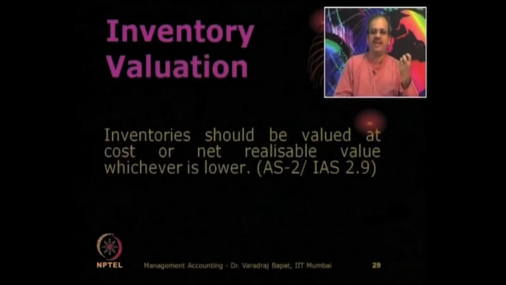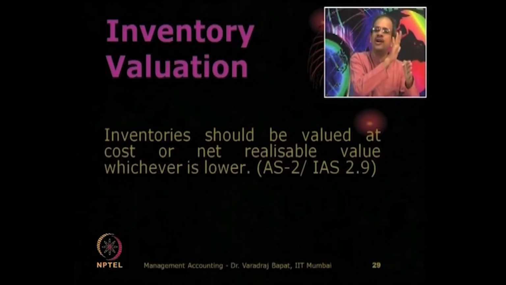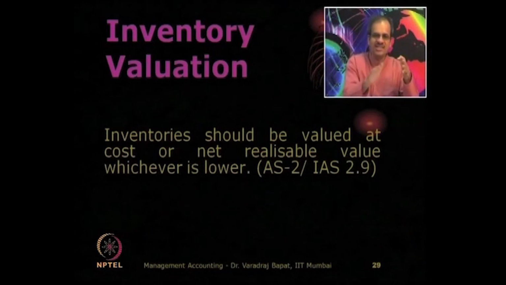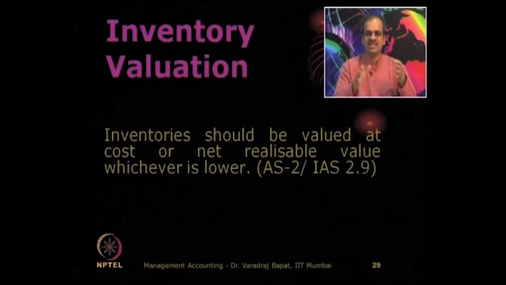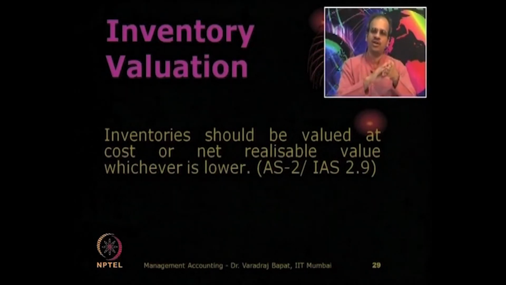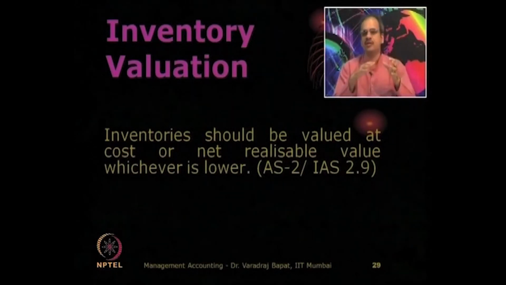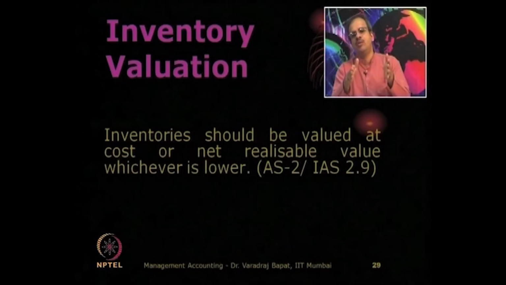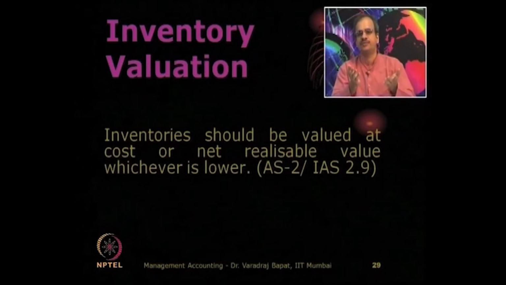Now, what is inventory and how will you value it? We have already seen how to calculate the cost, but it is not necessary that inventory is always valued at cost. We were just discussing that we have a raw material of 4,000, and we incurred 500 on the same. So, 4,500 plus 10,000, 14,500 was the cost of finished goods which I have produced.